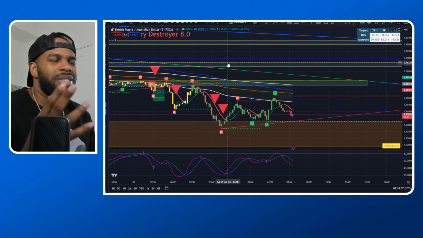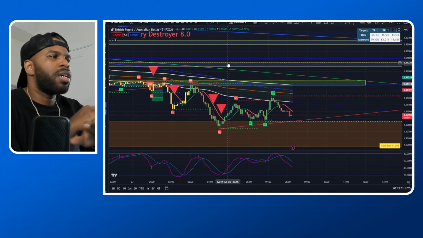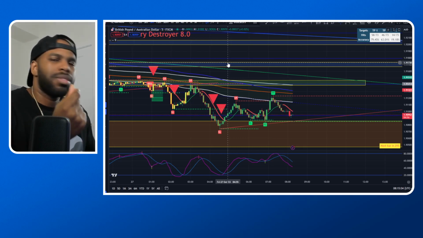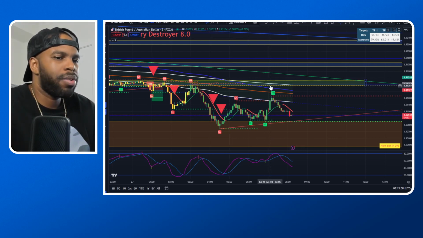So even if I was in 200 plus trades, if I click that close all trades button, it's gonna close all of my 200 trades just like that.